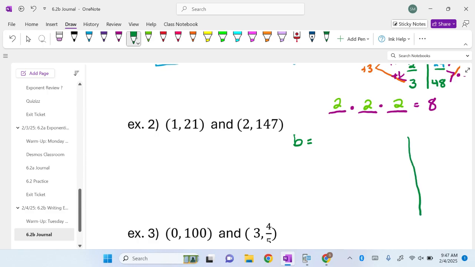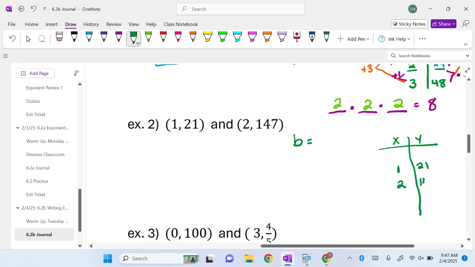So we're going to draw our table again. Now, I'm going to leave a little space above the 1 because we'll work backwards to get to y-intercept. So I'm going to do 1, 21. Now, we all know that 2 comes after 1, so we don't have to leave any space between the two. So 2, 147. So this b value is pretty easy to find because it's similar to how we found it yesterday. Because what do I need to add to get from 1 to 2?